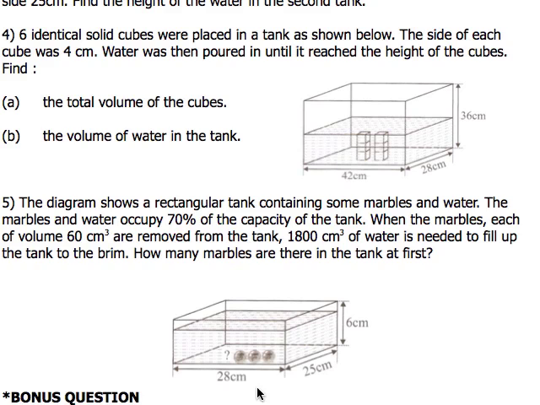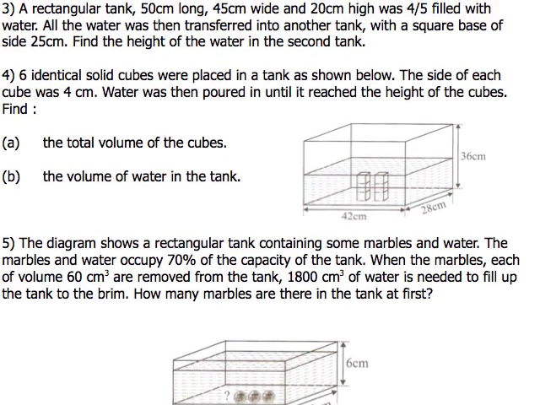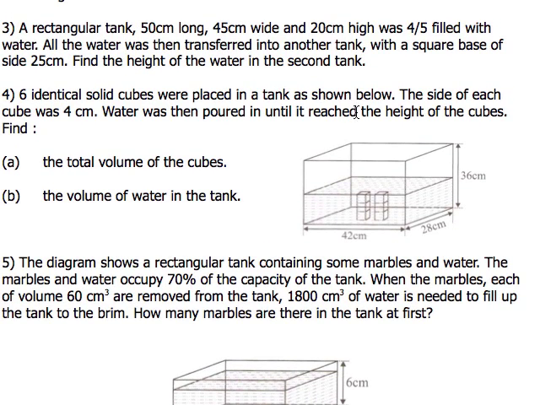Now this question says that 6 identical cubes were placed in a tank as shown below. So let's take a look at this. 1, 2, 3, 4, 5, 6. The side of each cube was 4 cm. Now, let me ask you a question. Why did they tell you this? Why did they say that the side of each cube was 4 cm? Simple. Because they are hinting. They're giving you a hint, a clue. I'll tell you what that clue is later.